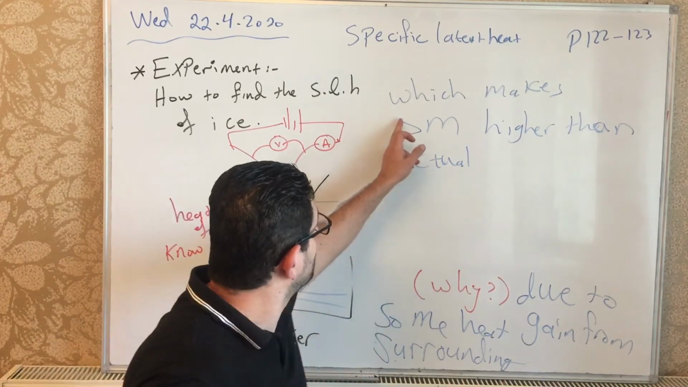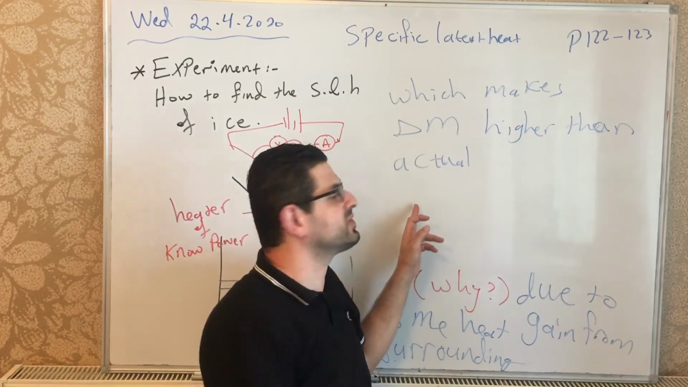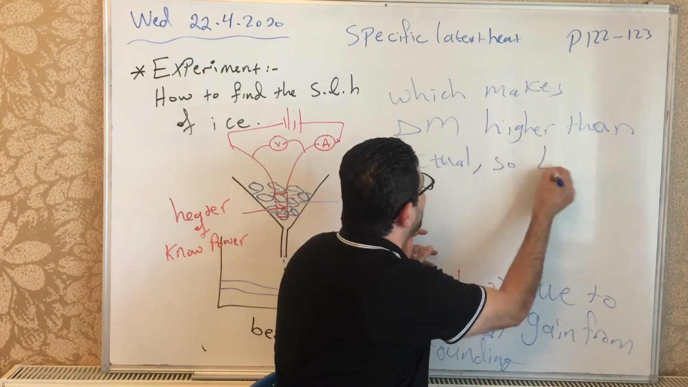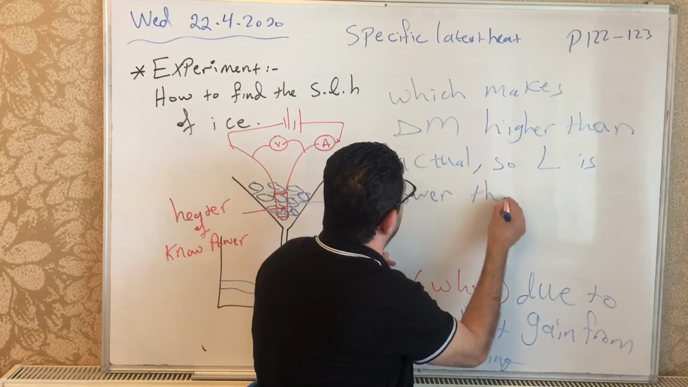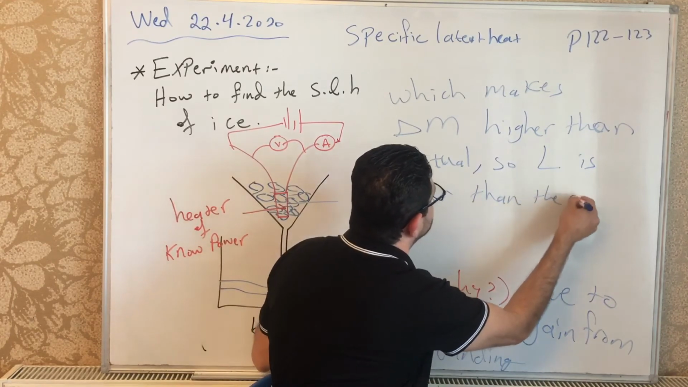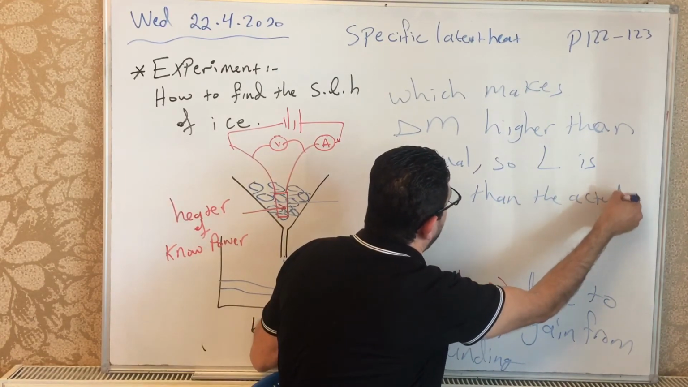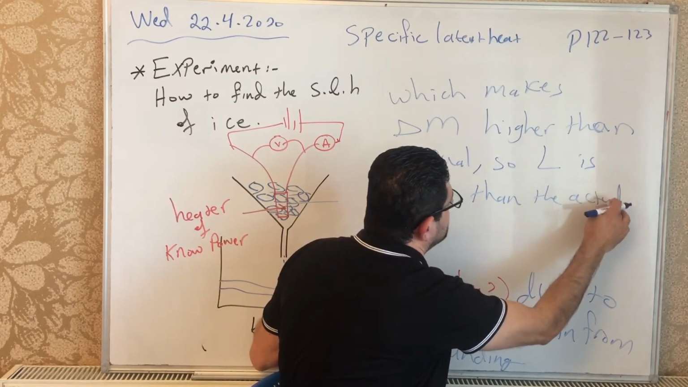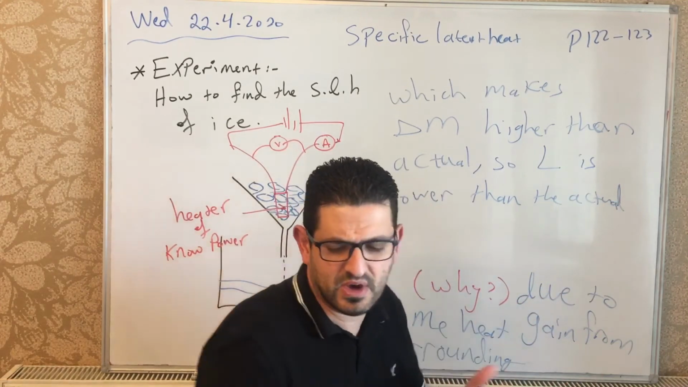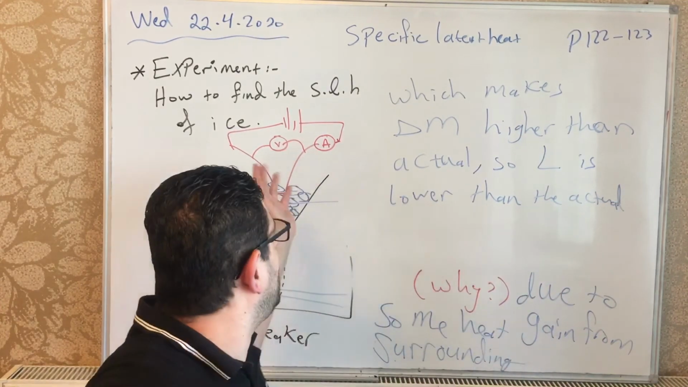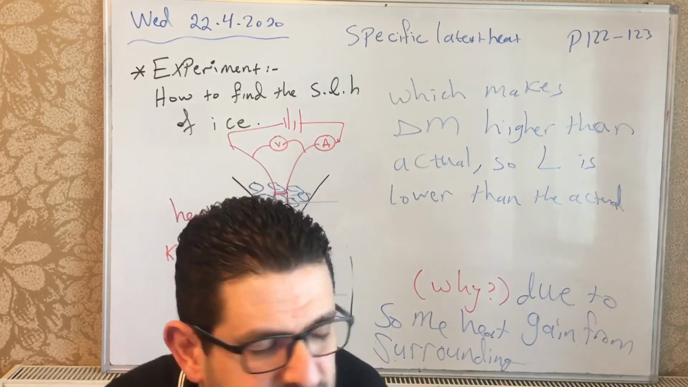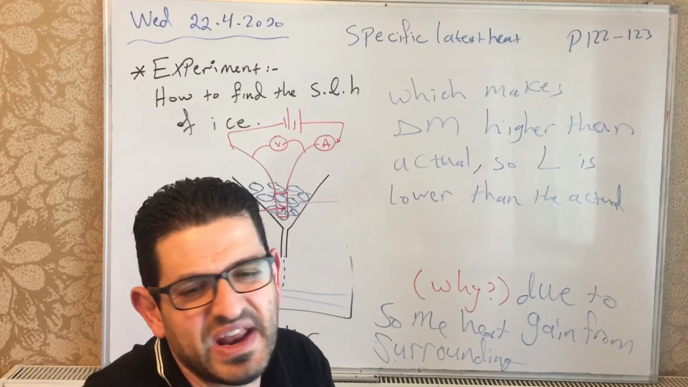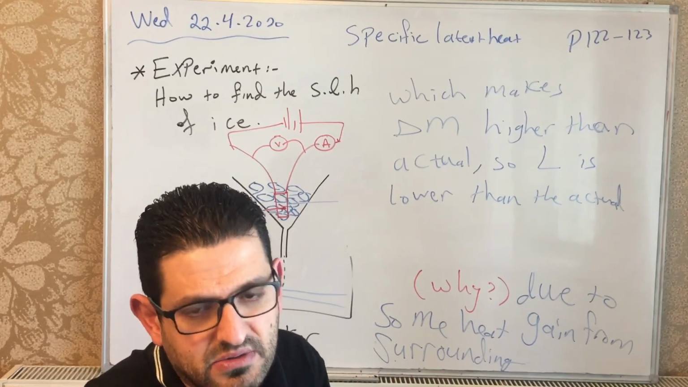Which makes delta M higher than actual, so L is lower than the actual. Then what do we do to solve this? One of the solutions is to isolate the funnel so there will be no heat gain from surrounding, although this is very hard, but we try, okay? We try.